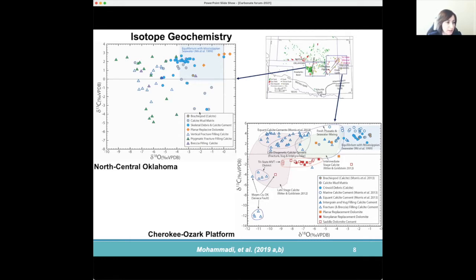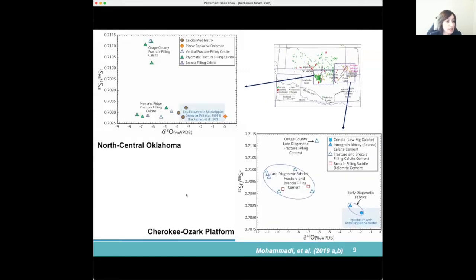Low carbon values in North Central Oklahoma are probably associated with thermochemical sulfate reduction related to petroleum migration. In this plot, strontium versus oxygen isotopes are shown, and the high strontium values in the two study areas indicate fluid interaction with continental basement or sedimentary rocks derived from the basement, such as arkose or shale.